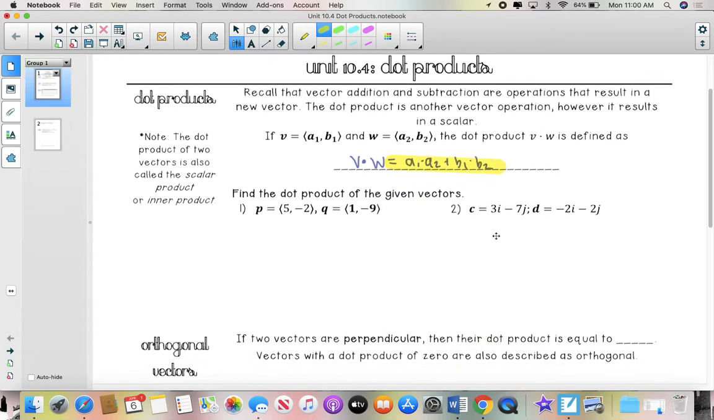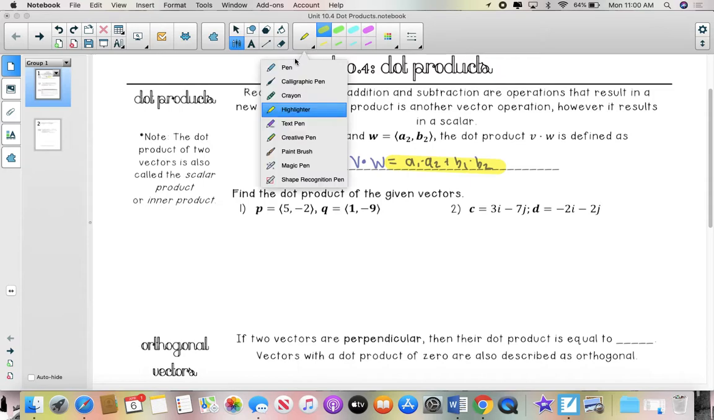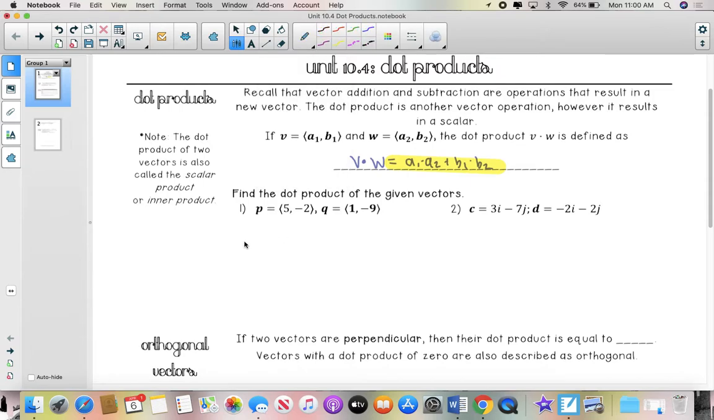So if we want to dive right into number 1, define the dot product, you're just going to multiply the inner and the outer terms. So you're going to do 5 times 1, which is 5, and negative 2 times negative 8, or negative 9, which is positive 18. And that is the dot product.